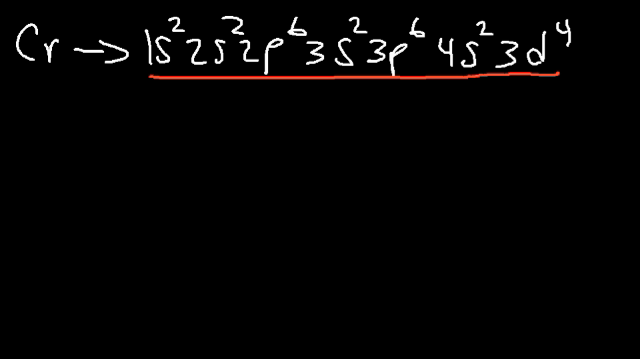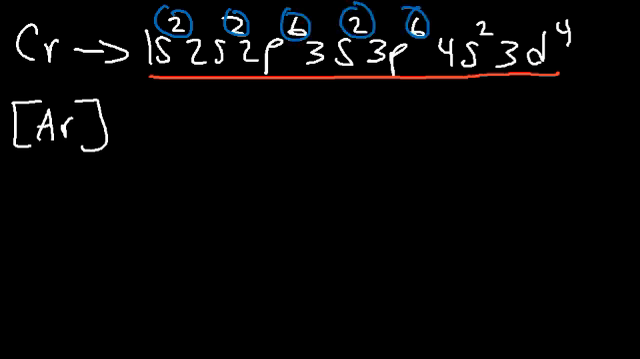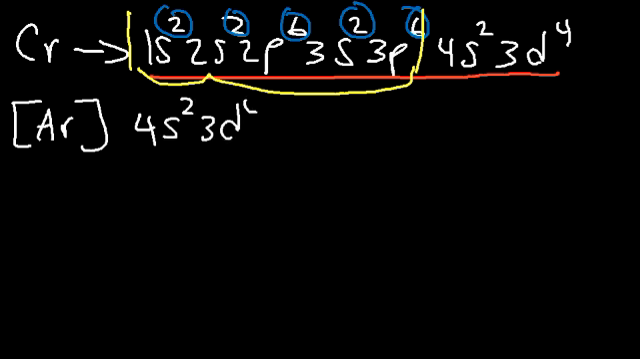So we can rewrite this electron configuration as being argon. Now, argon represents the first 18 electrons because argon has an atomic number of 18. So 2 plus 2 plus 6, that's 10, plus 2 and 6, that's 18. So the configuration of argon is from 1s2 all the way to 3p6. So we can replace this with argon. So after 3p6, we can write argon and then 4s2, 3d4. So that's how you can write the electron configuration for chromium using noble gas notation.